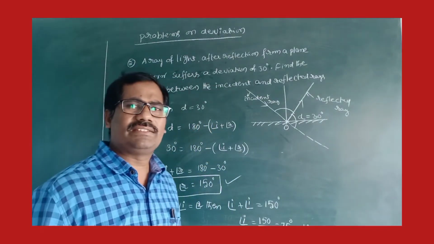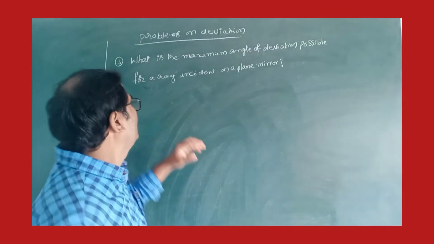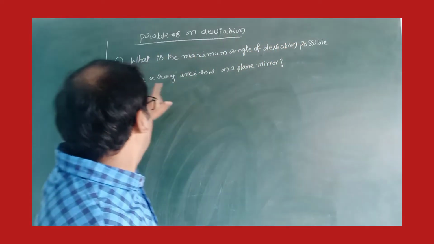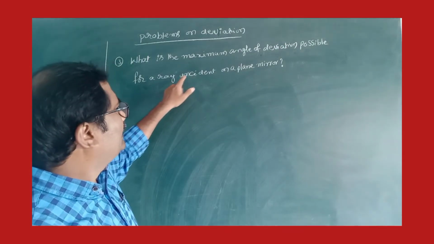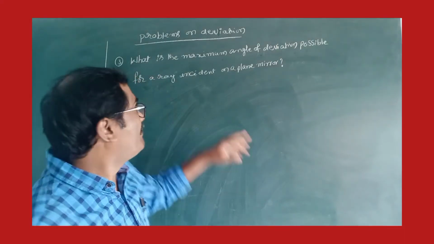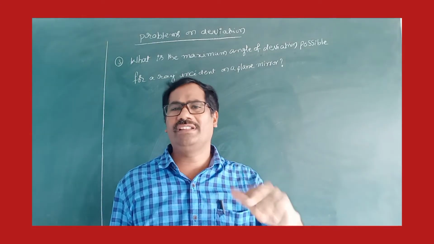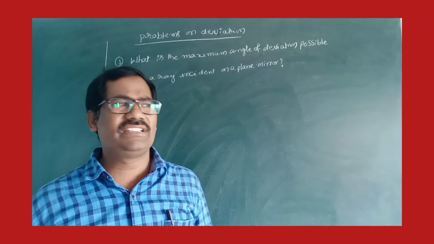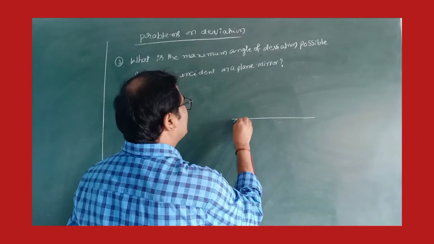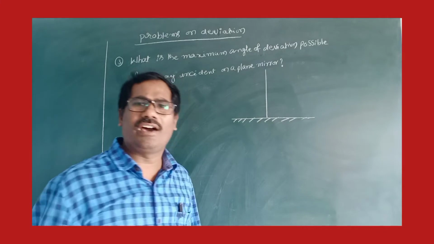Okay. Next one. Listen students. What is the maximum angle of deviation possible for a ray incident on a plane mirror? The maximum deviation occurs at the minimum angle of incidence. Minimum means it will be 0. For example, this is a plane mirror, and this is the normal.